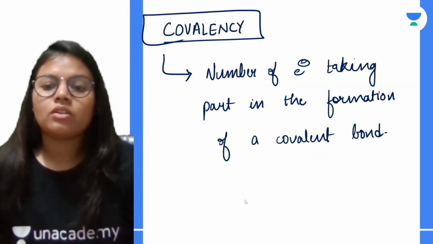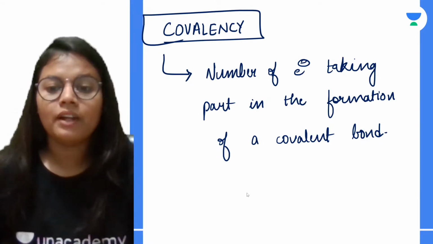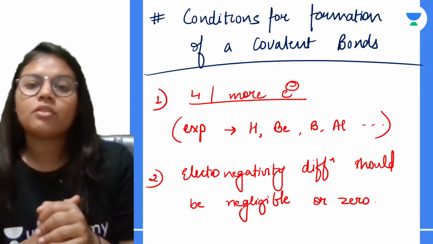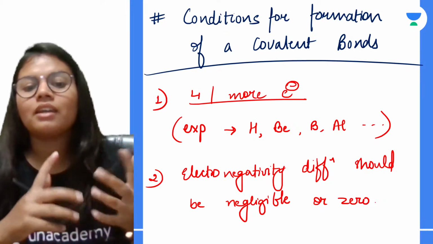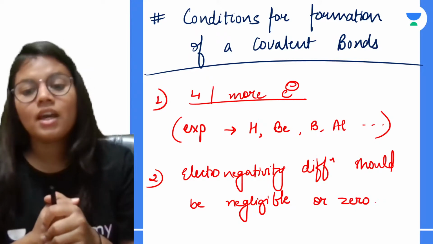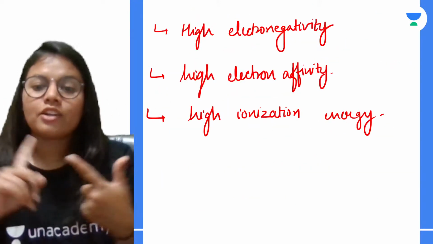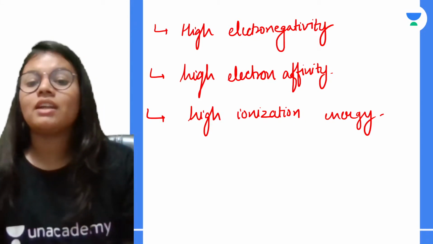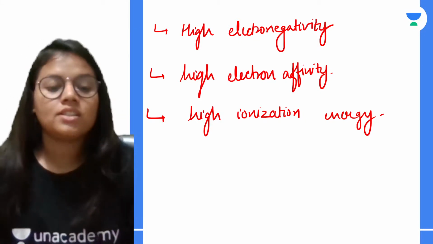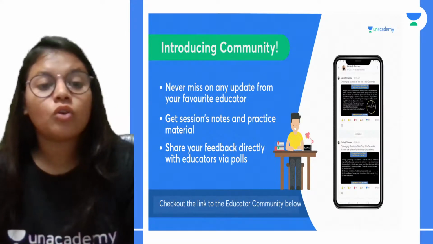And what is covalency? It is the number of electrons which take part in formation of a covalent bond. Next we learned about the conditions. The condition is that they normally should be having 4 or more electrons. Exceptions are there of course. The electronegativity difference should be very low, and the values of electron affinity, ionization energy and electronegativity should all be high. Okay, so students, this was our session for covalent bond.